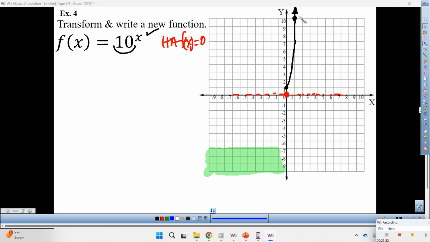All right, in the meantime, this is our parent function f of x. We're going to move it. Let's go with Abby. How many steps, where, and to? 5 left, 8 down. So 5 left, 8 down. So we go 1, 2, 3, 4, 5. 1, 2, 3, 4, 5, 6, 7, 8. This one, 1, 2, 3, 4, 5. 1, 2, 3, 4, 5, 6, 7, 8.